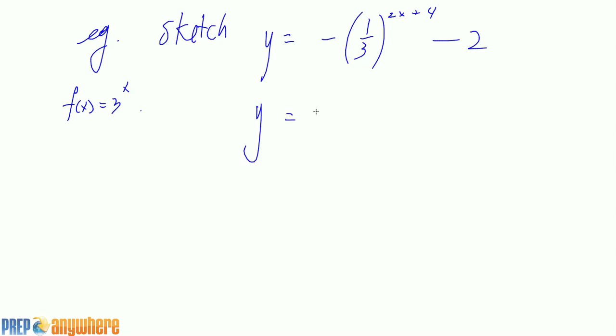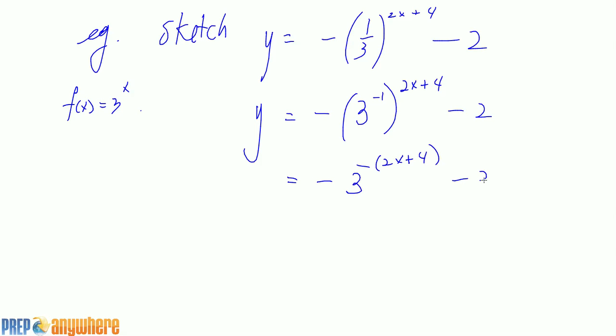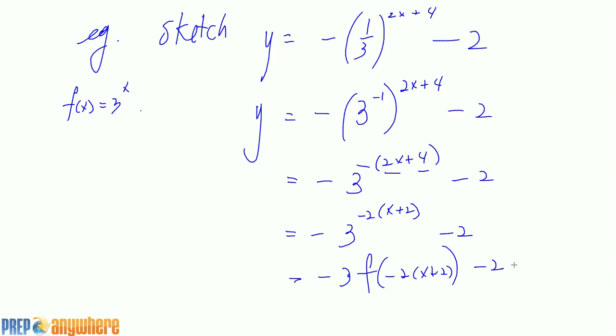In this example, you first have to do this. Okay, and then you can multiply that negative. Don't multiply it in, but you can write it like this. But what you should do is factor out the 2 from these two. So if you were to write this in terms of the function, you get 3f(-2x + 2) - 2.